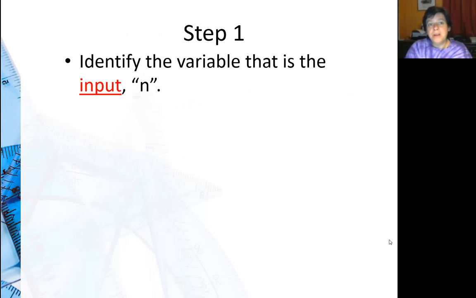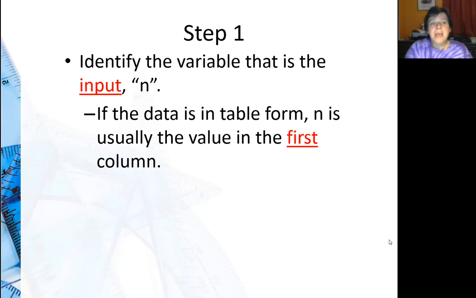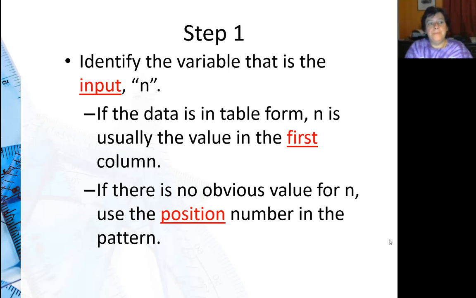So step one, you're going to identify the variable that's the input, that's the n. And it's usually, if it's in table form, going to be the first column. Sometimes if the table goes like this, then it's the top row. If there is no obvious value for n, say I just give you a list of numbers or different figures, then use the position number for n. So n is 1 for the first number or figure, and then n is 2, and then n is 3, etc.